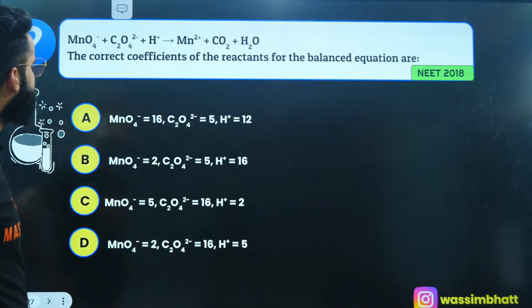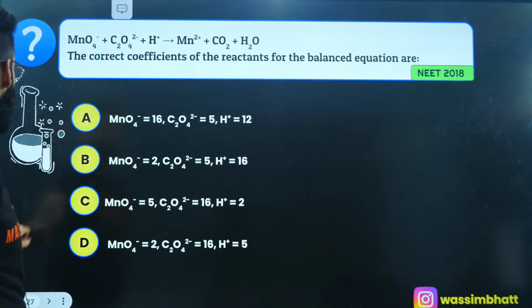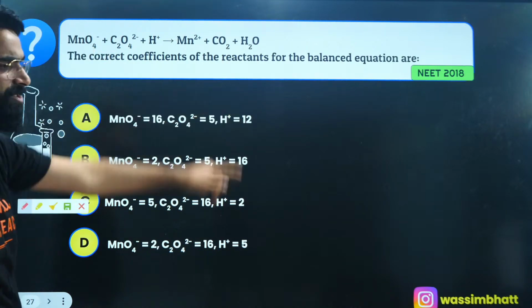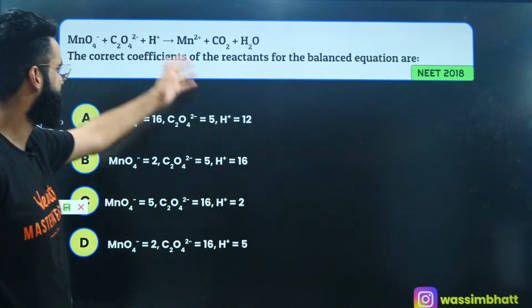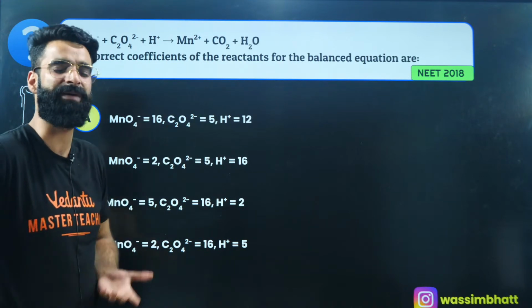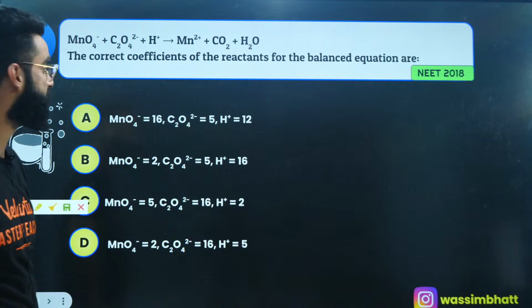All right, the correct coefficients of the reactants for the balanced equation. So I need to balance this equation in acidic medium, right? The question was asked in NEET 2018. Well, people, you can use any of the methods to balance this reaction, and the simplest method by means of which we balance the reaction is going to be the oxidation number method. I hope you know that, right?